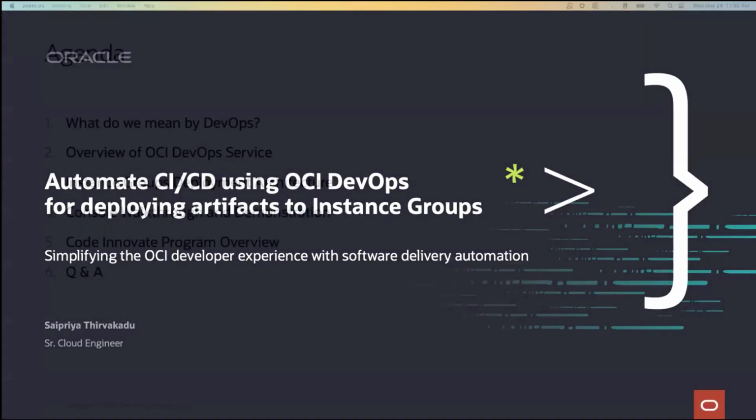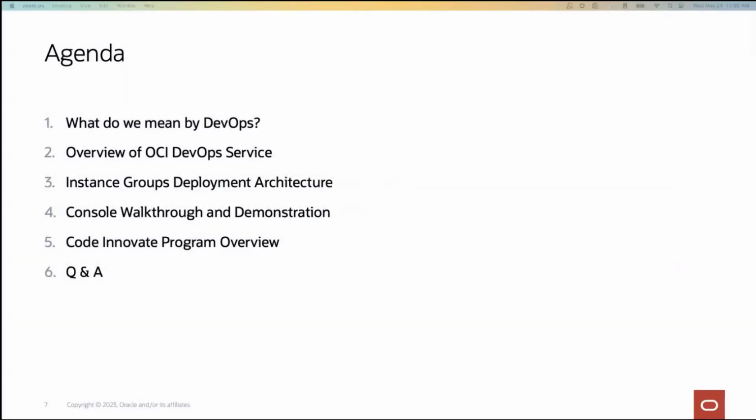So let's go ahead and talk over the agenda. Here we're going to discuss what we mean by DevOps. Then we will go over an overview of the OCI DevOps service. Then I will take you through the instance group deployment architecture, wherein we will discuss what an instance group is, and we'll discuss the demonstration. Then we will take you through a console walkthrough. And then I'll show you a quick demonstration. And then we'll discuss the Code Innovate program overview, followed by the questions.